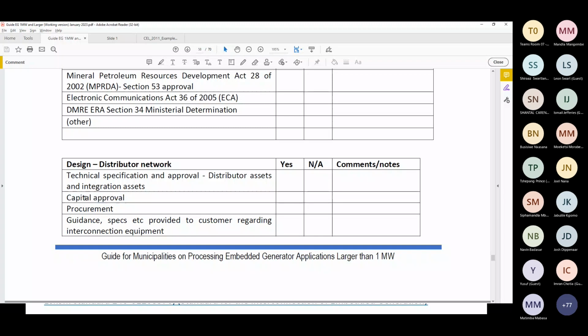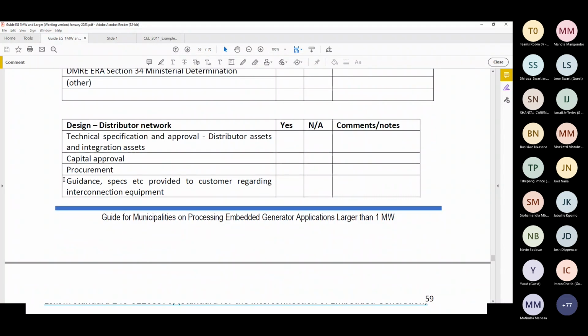The capital approval would also go through some other committee, and your budget and finance departments, whether you have it. Obviously for self-build, this is easier. Then the procurement started, which can obviously only happen once everything is in place. Have you given the guidance to the customer so that the interconnection equipment can be designed? And I do think in this place you will have to have meetings with the customer to make sure that collaboration takes place.